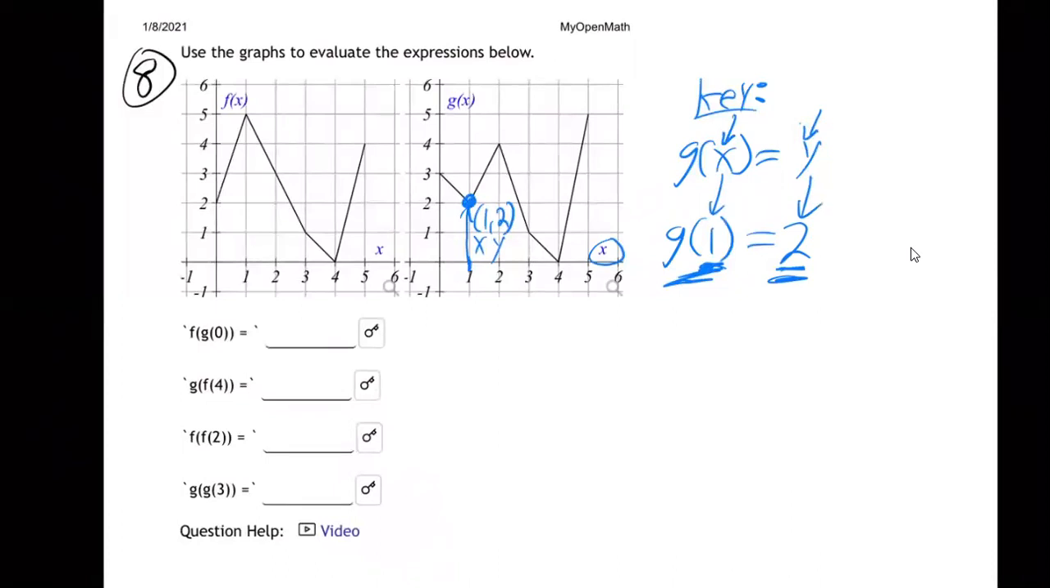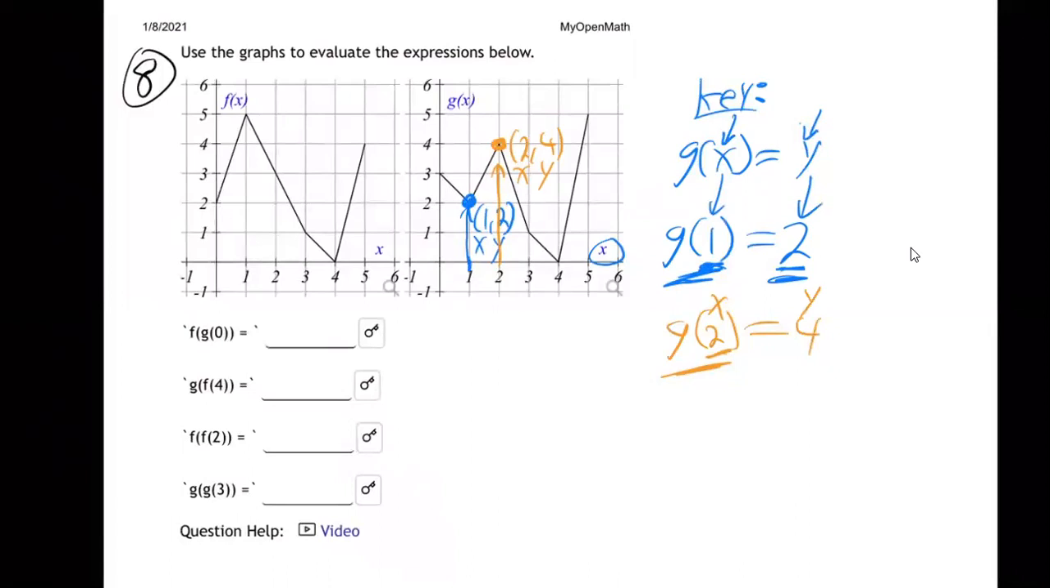Let's try another one. What if they asked me g of 2? So now again, this is the x value. Whatever you put in, this is the key for all functions, not just g, f, g, h, whatever. All functions, what you put in the parentheses is x. What it equals is y. And we're talking about points on the graph, that particular function's graph. So on the g graph, find the x value of 2. Here's 2. Go right there. That's the point over 2, up 4.